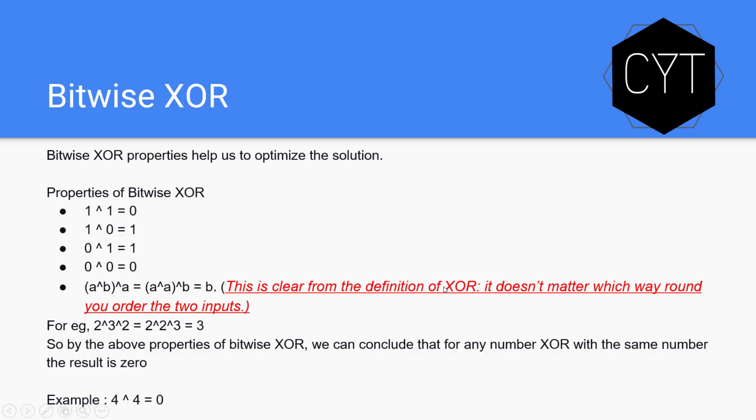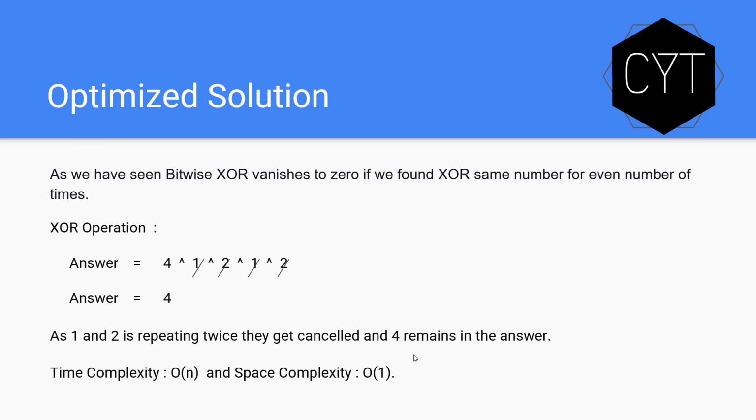So this is clear from the definition of XOR, and it doesn't matter in which order you put the two inputs. That is very clear. So by the above properties of bitwise XOR, we can conclude that any number XOR with the same number gives 0. That means 4 XOR 4 is 0, A XOR A is 0. You can check it out by taking two simple examples and trying it on paper. So this is going to be the optimal approach.